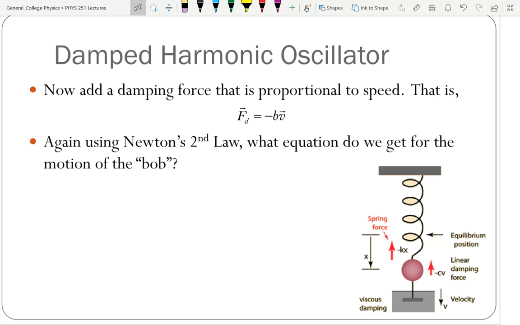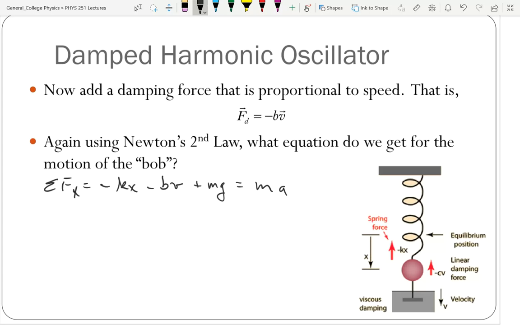So now I'm going to rewrite Newton's second law. So what's Newton's second law? Equals MG. Well, in this case, okay, it's going to be minus KX minus BV plus MG. And sum of the forces is always equal to MA. All right, so we nailed that.